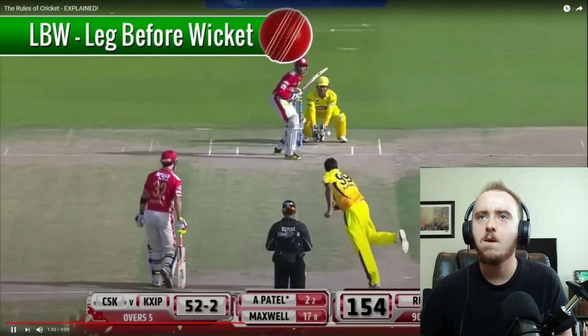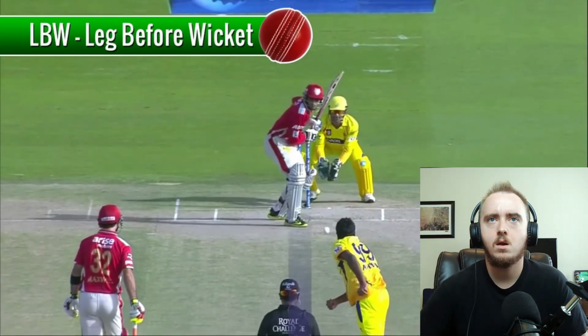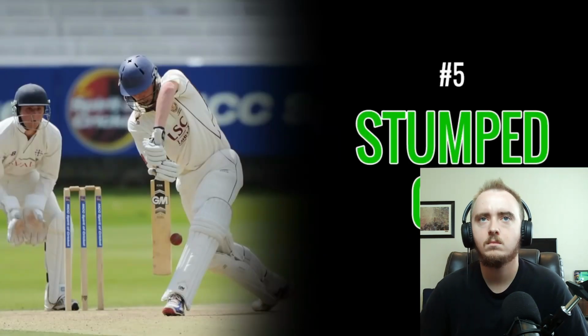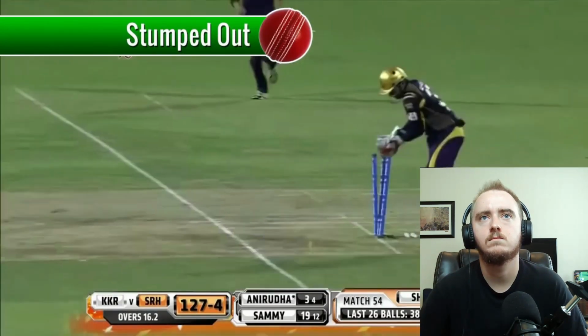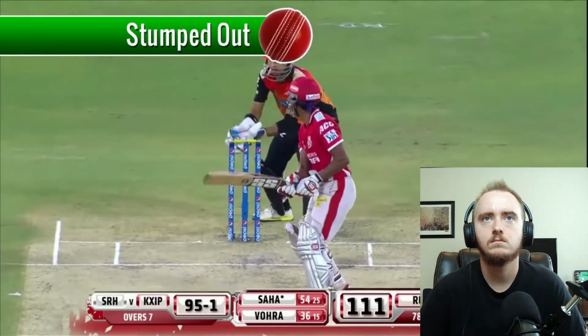LBW. If the ball hits the batsman's leg, and the umpire thinks that the ball would have hit the wickets if his leg wasn't in the way, he is ruled out by LBW, leg before wicket. Number 5, stumped out. If the batsman swings and misses the ball, the wicketkeeper can catch the ball and push the ball into the wickets. If this happens before the batsman can return to the crease, he's been stumped out.